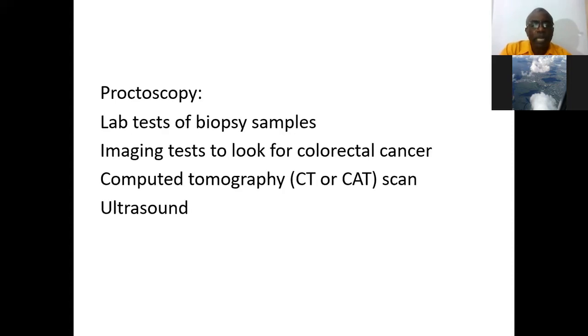So there's a test that they call proctoscopy too, which is almost similar to the colonoscopy, only that it is a different part of the bowel that you use it to examine: the rectum, the early part from the anus. All right, other things that you would need to do are lab tests of biopsy samples and imaging tests to look for colorectal cancer. One such is computed tomography, or CT, or CAT scan, and several others, and ultrasound that they would use.